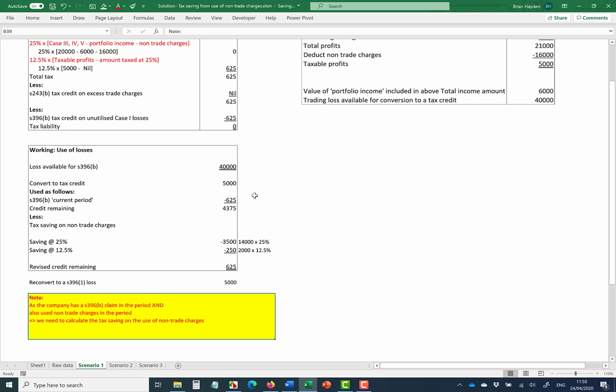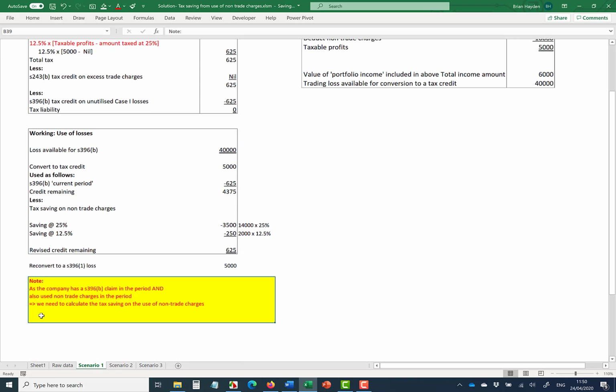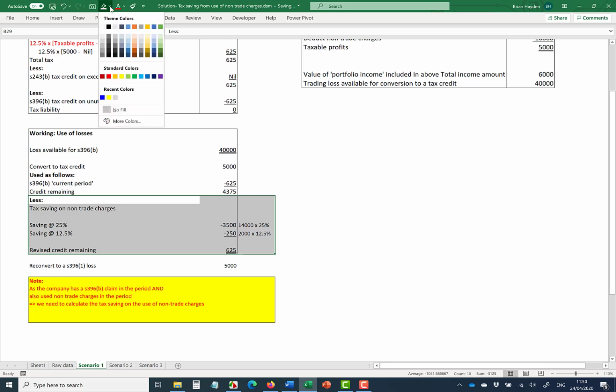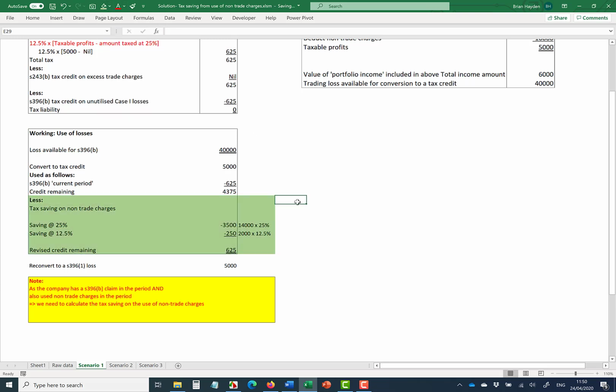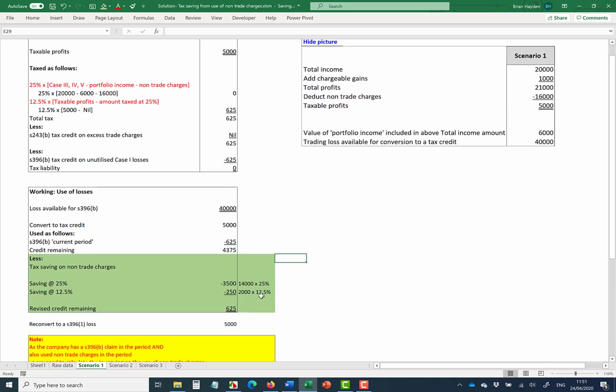the company had a 396B claim and it used non-trade charges. Okay, so it had used non-trade charges to reduce its taxable profits. So we had to apply this principle here. So I suppose this is the particular material that is relevant here, to deduct the tax saving on the use of non-trade charges from the credit available for future periods. Okay, and then reconvert to a reduced 396B loss. Okay, so that's scenario 1.